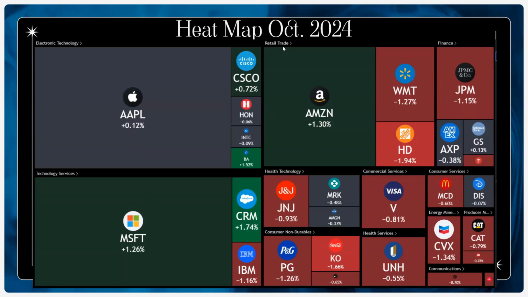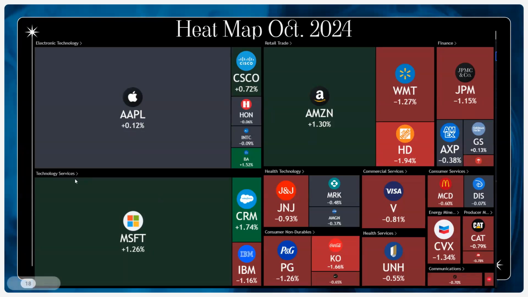So this is retail trade. And what does retail trade mean? It means you're going to go into a store or online and buy stuff. Amazon, Walmart, and Home Depot. Then you got finance: JP Morgan, American Express, Goldman Sachs, and Travelers.